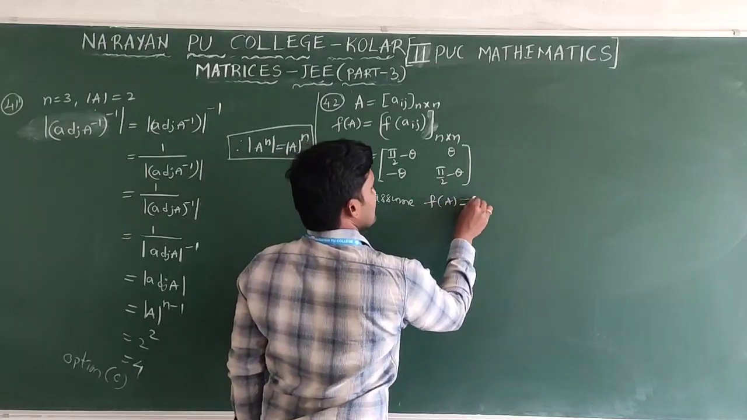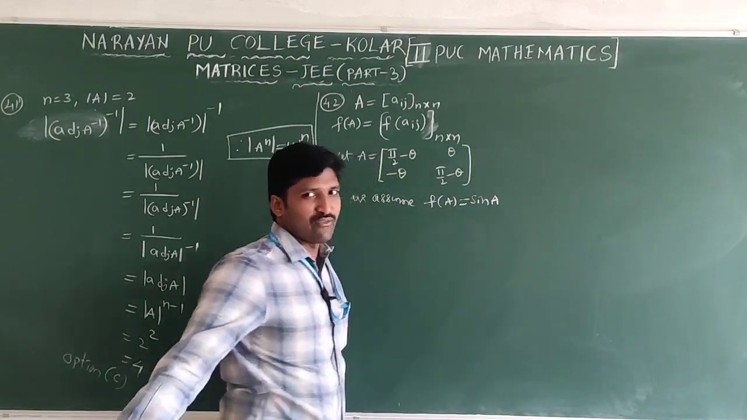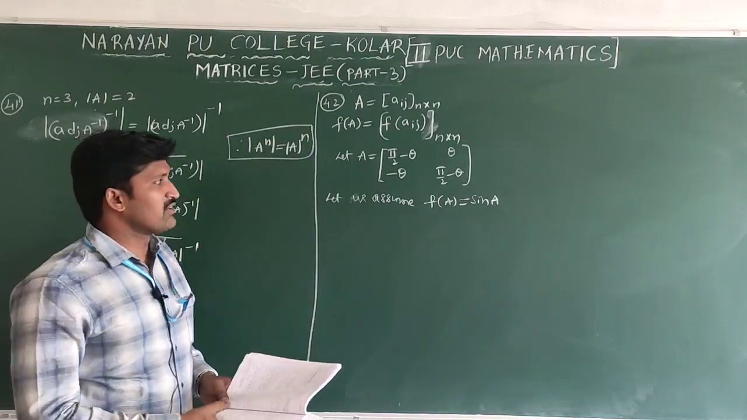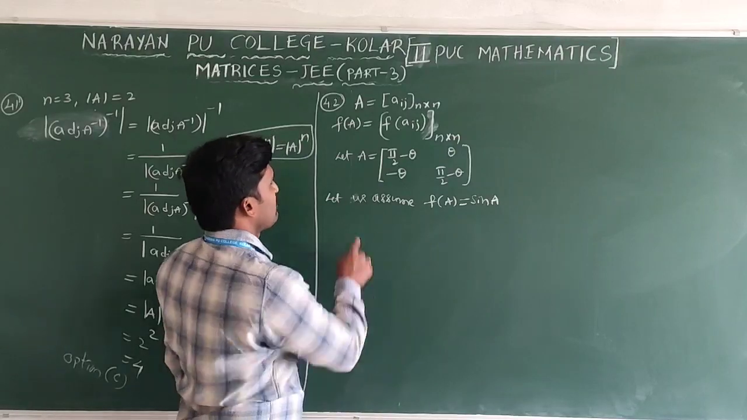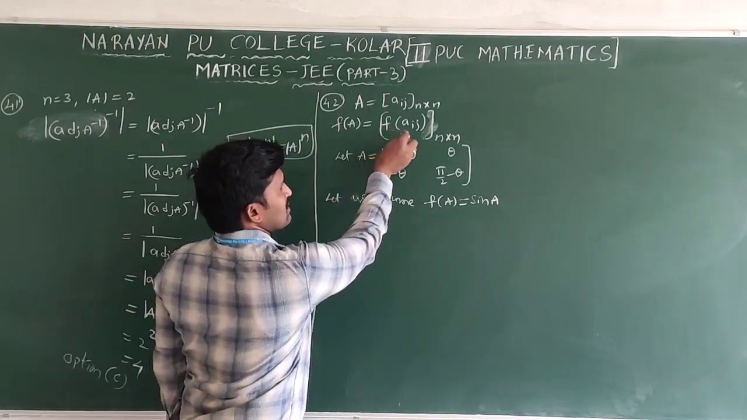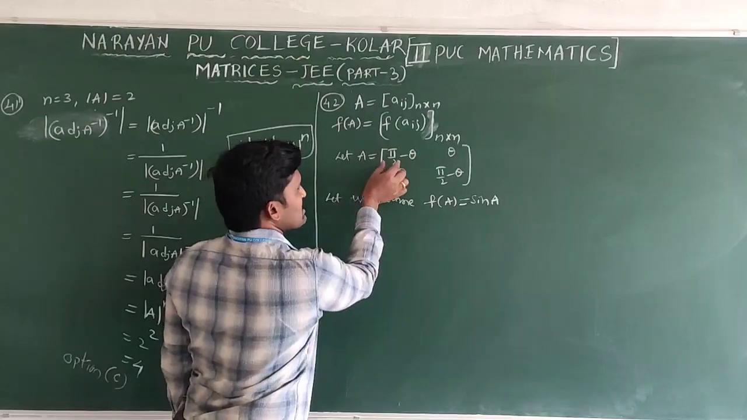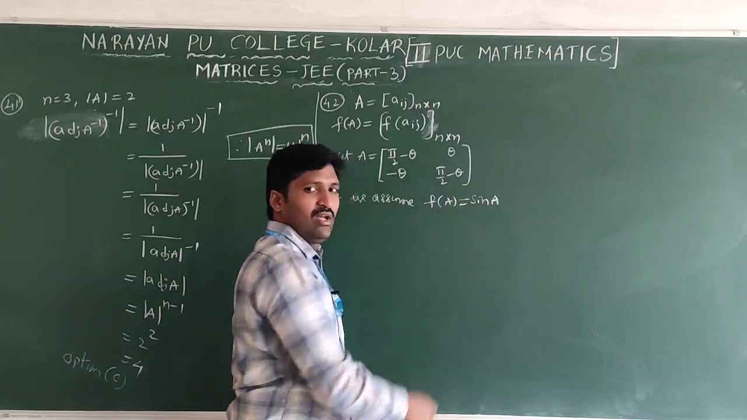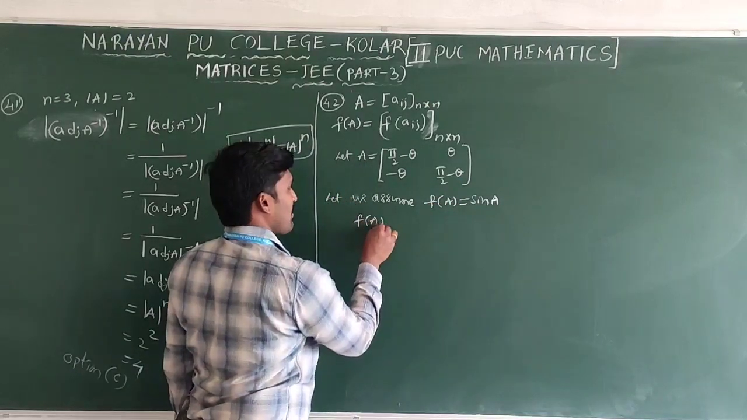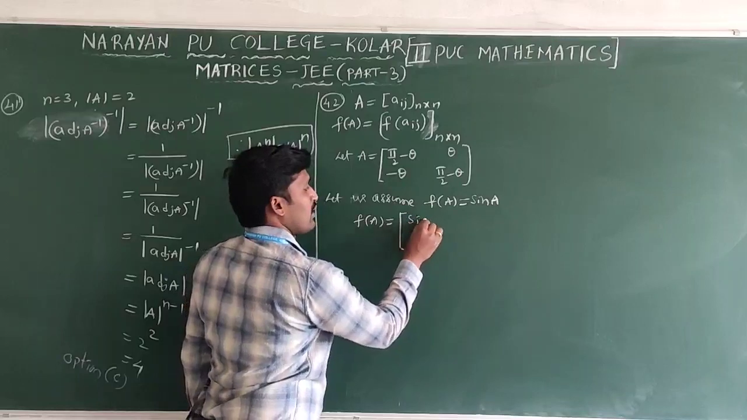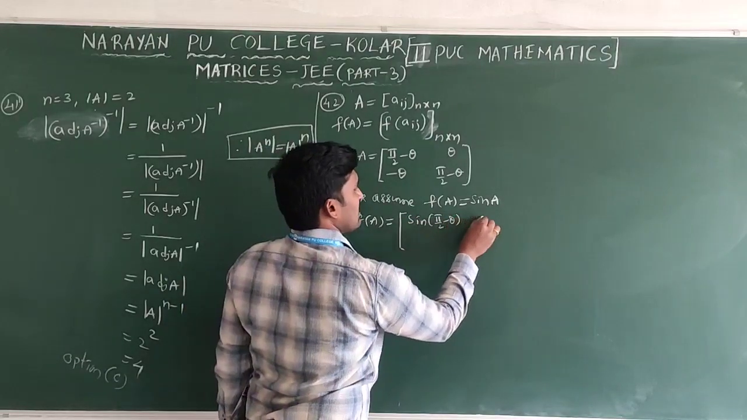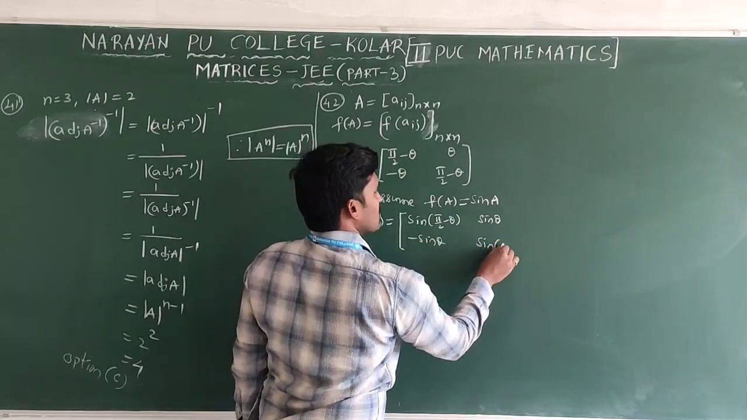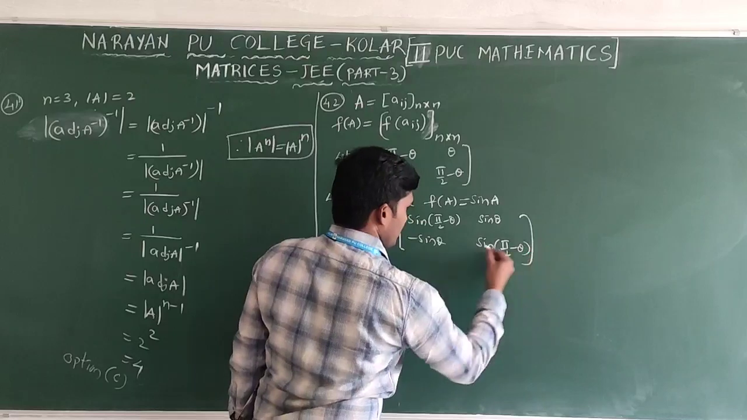f of A is sin A, if you take only sin A. Now sin A, if you consider, will it satisfy or not? You have to check. F of A means what? The element is f of A. What are the elements in the A matrix? F of pi by 2 minus theta, sin theta, minus sin theta, pi by 2 minus theta. From this you will get a matrix form. What? Sin of pi by 2 minus theta, sin theta, minus sin theta, sin of pi by 2 minus theta.